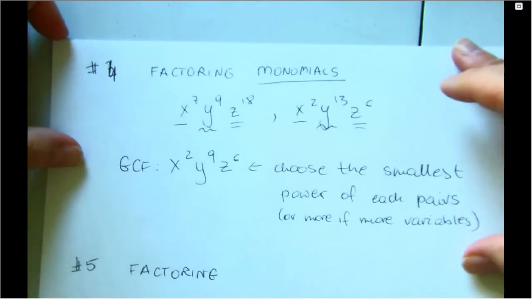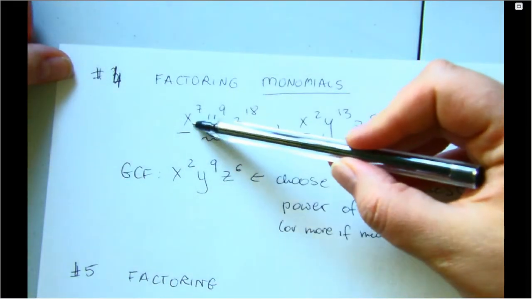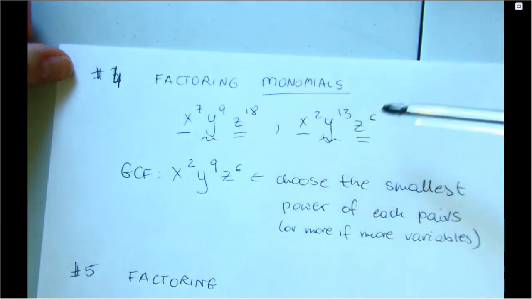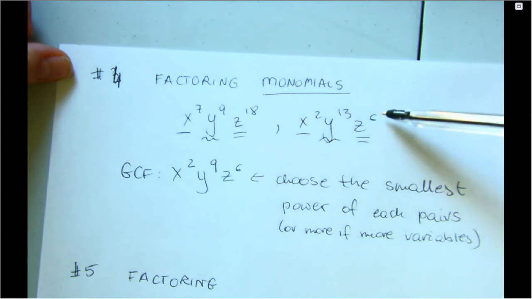And then we went to factoring monomials. We're going to learn what those are later on. So the first one was x to the 7th power, y to the 9th power, z to the 18th power, and x to the second power, y to the 13th power, z to the 6th power.